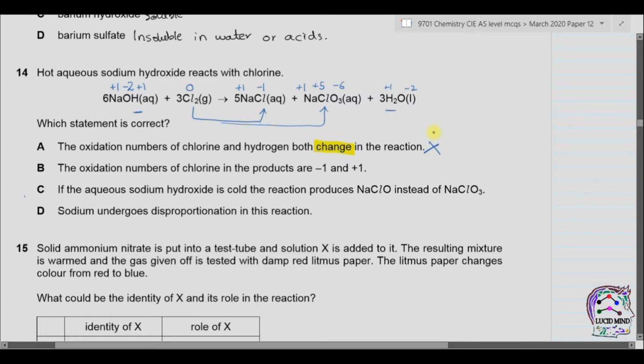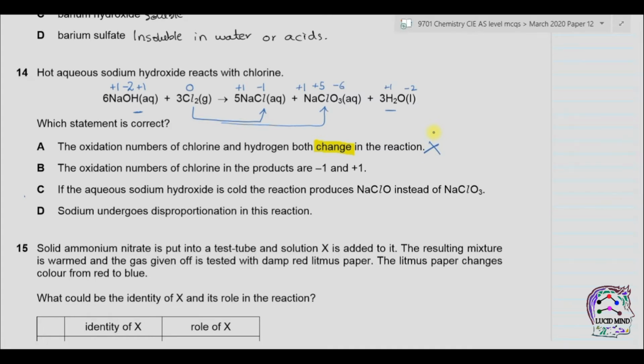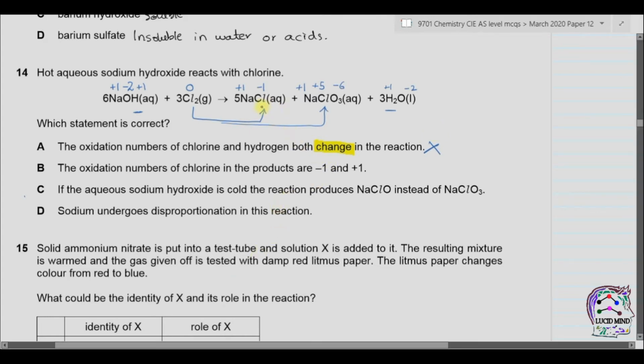B: the oxidation numbers of chlorine in the products are -1 and +1. As we can see, in sodium chloride it is -1, but in sodium chlorate it is +5. So it is not +1, it is +5. So this is also wrong.